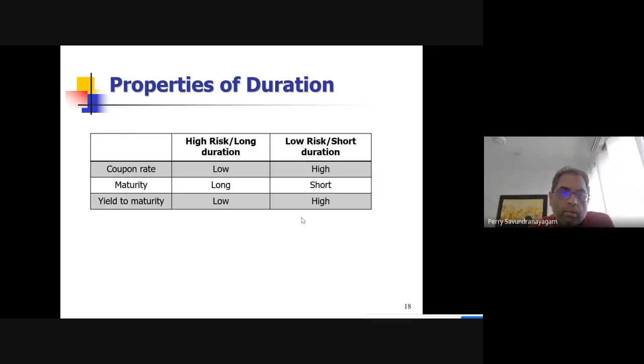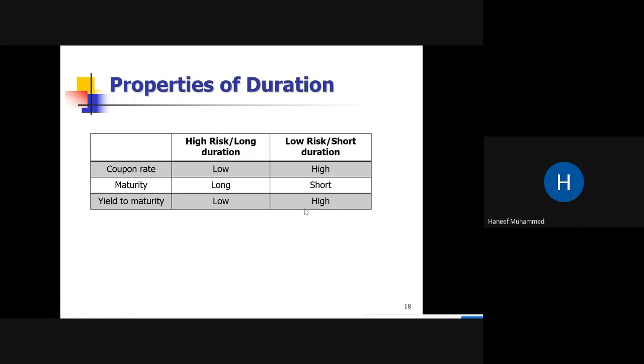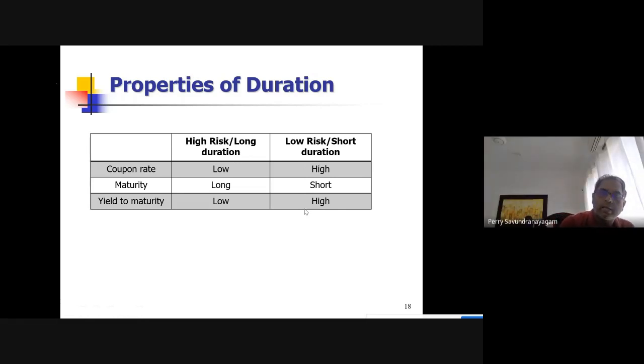So summarizing what we just did: high risk, long duration. If it's a low coupon, low yield, long maturity, high risk, long duration. Higher coupon, shorter duration, and higher yield to maturity, lower risk, short duration. So obviously there can be combinations of all this, but if you have one bond that has all these properties, then this is basically the lowest risk.